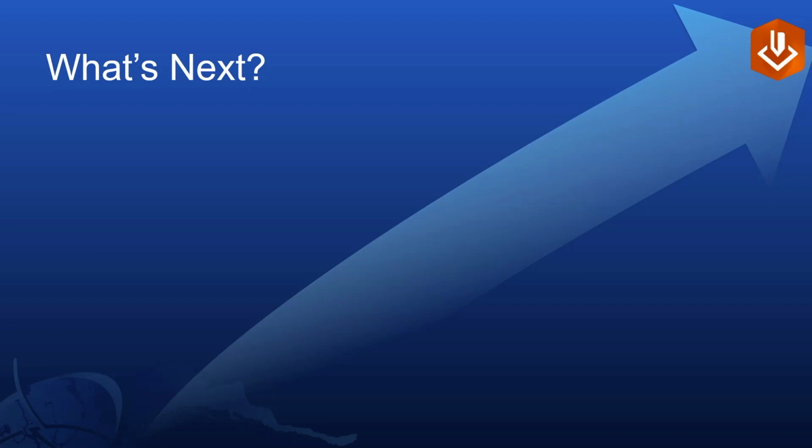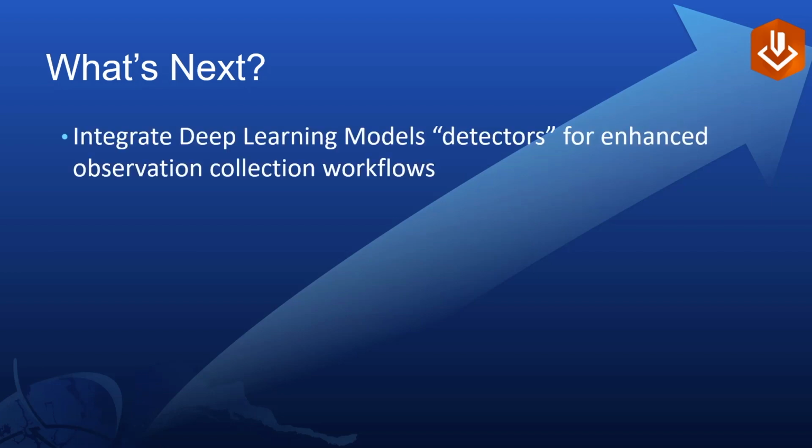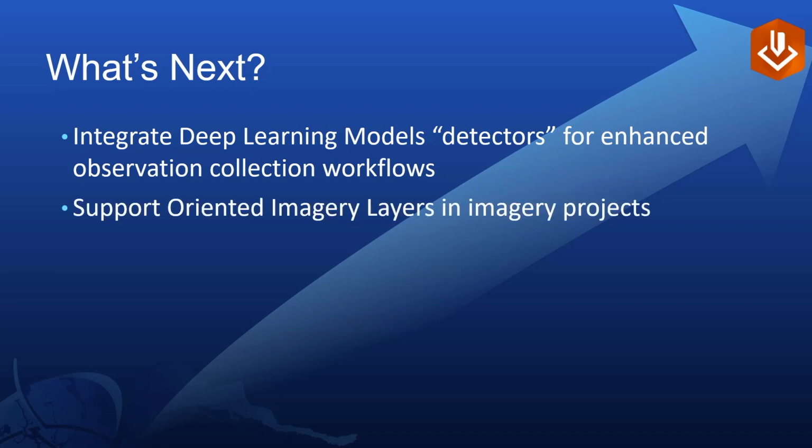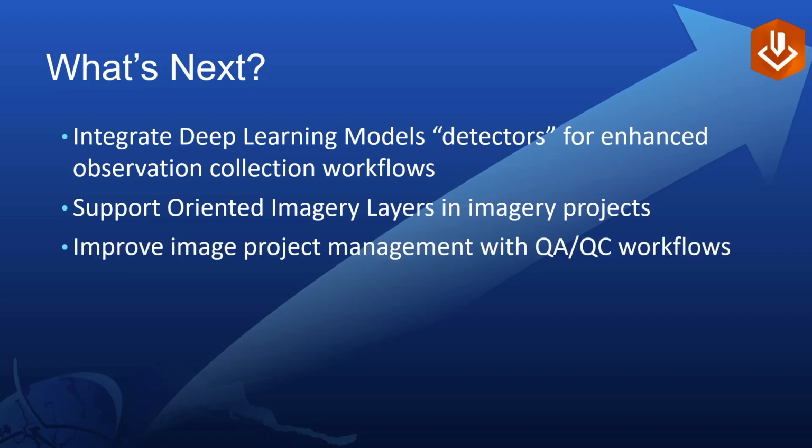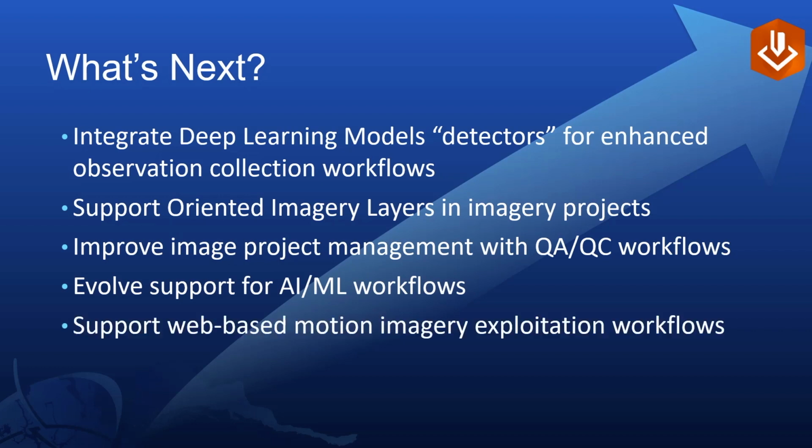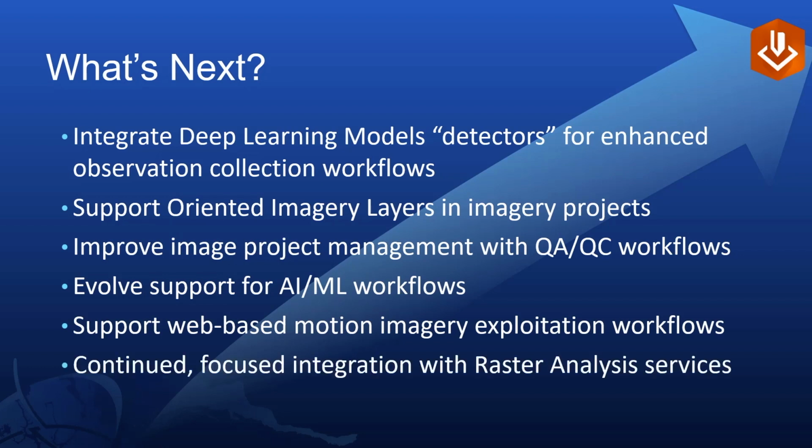So where are we headed next with Excalibur? We are looking to integrate deep learning models for enhanced observation collection workflows, support oriented imagery layers in imagery projects, so think street side photos or inspection images, improve imagery project management with quality control and quality assurance workflows, evolve support for artificial intelligence and machine learning, support web-based motion imagery exploitation workflows, and continued focused integration with raster analysis services to expand our advanced analysis capabilities.